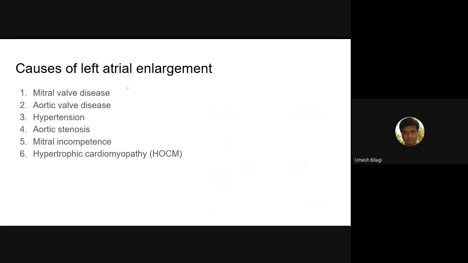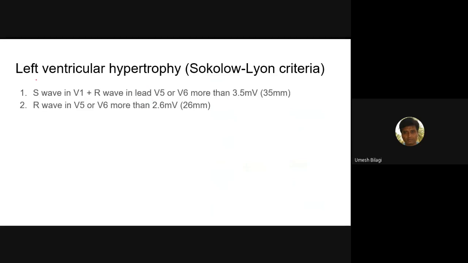Left atrial enlargement you get in what? Mitral valve disease, aortic valve disease, hypertension, aortic stenosis, mitral incompetence, and hypertrophic cardiomyopathy. Okay, that is left atrial enlargement.